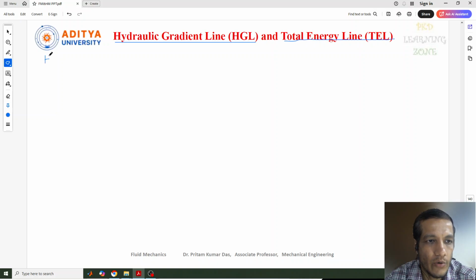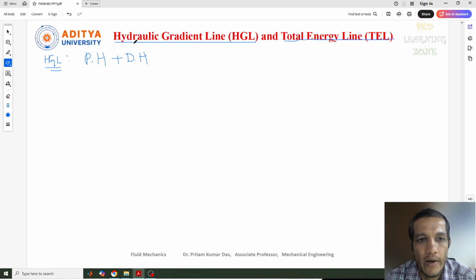Basically, we can define HGL. This is the sum of pressure head and the sum of, you can say, datum head. So HGL is nothing but the sum of pressure head and datum head. Now, why are HGL and TEL required? I already told you that this is required when an analysis needs to be done on the pipe flow. And similarly, this is TEL.